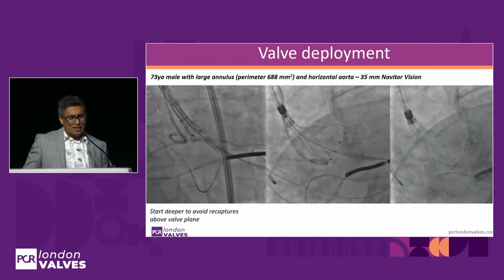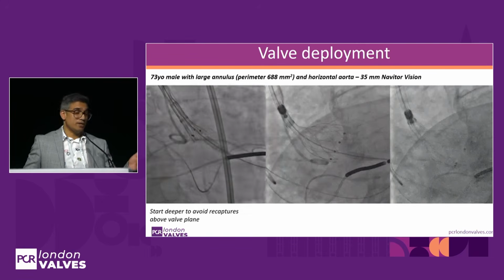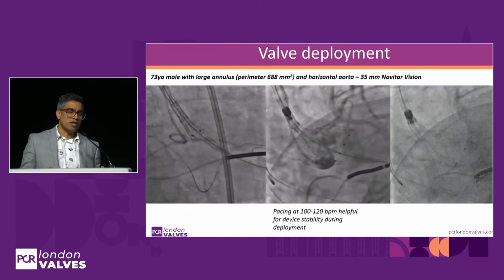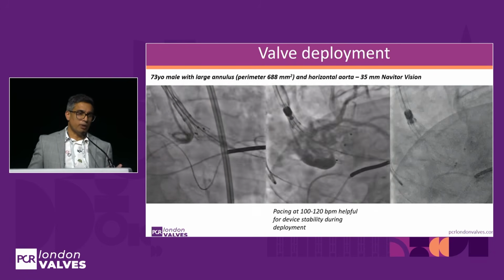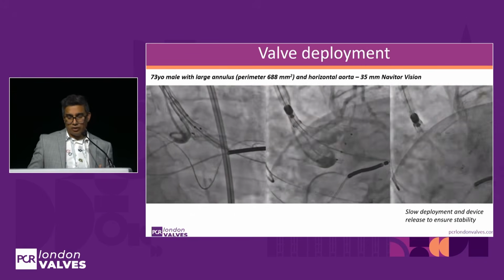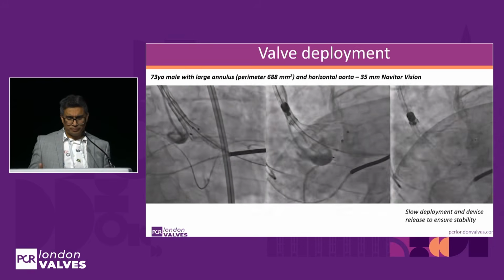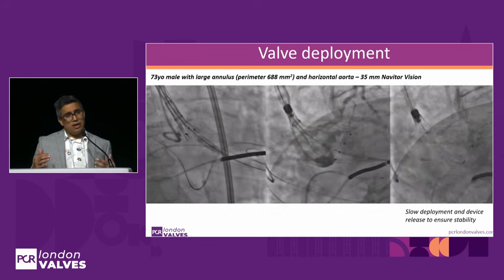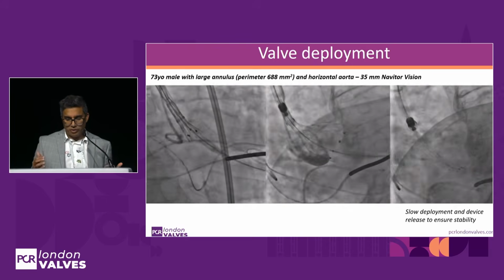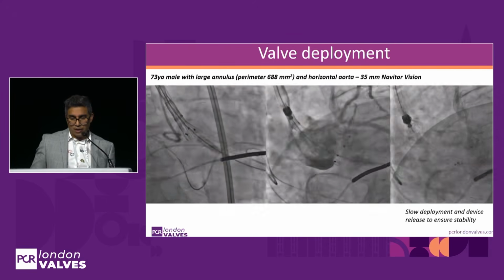The other thing I tend to do with the 35, which I don't do with other valves, is I generally pace. So I pace somewhere between 100 and 120, just to make sure everything's nice and stable as we're going up. And it's a very slow deployment and a very slow release, taking as much tension out of the system as you possibly can. If you follow these steps, you can get a very precise and accurate deployment almost every time you deploy the 35mm valve.